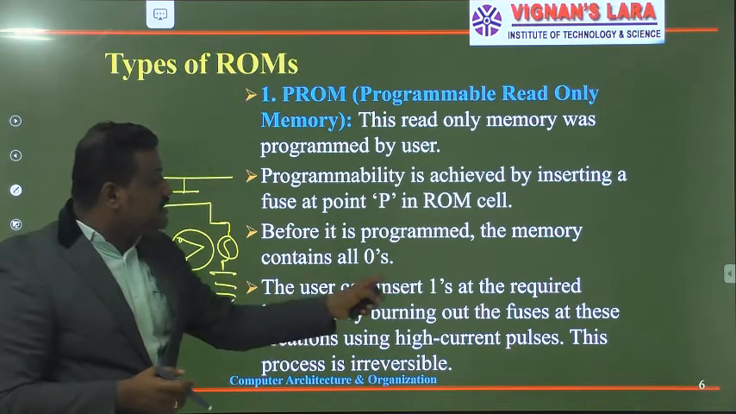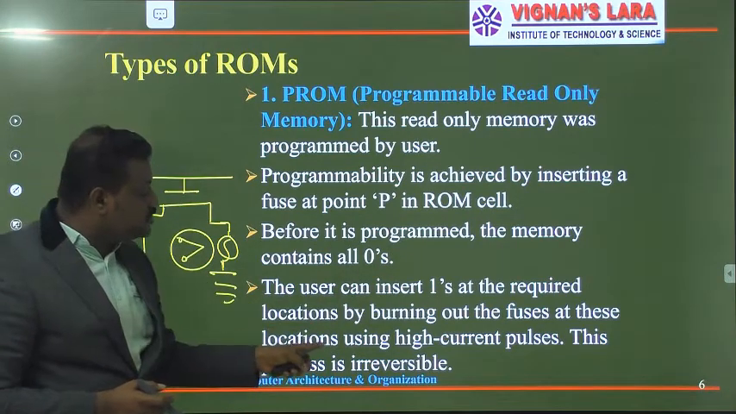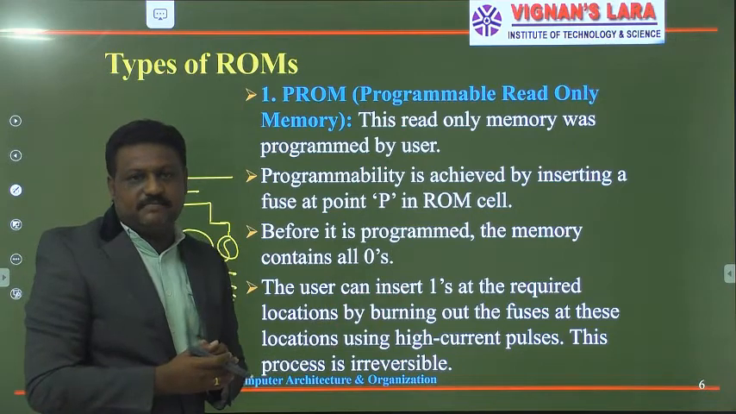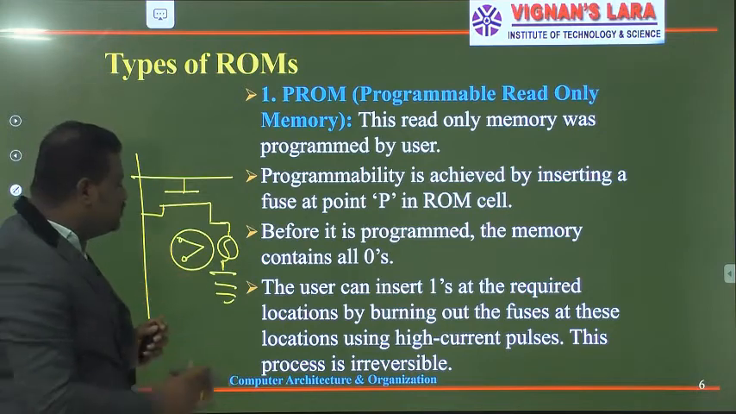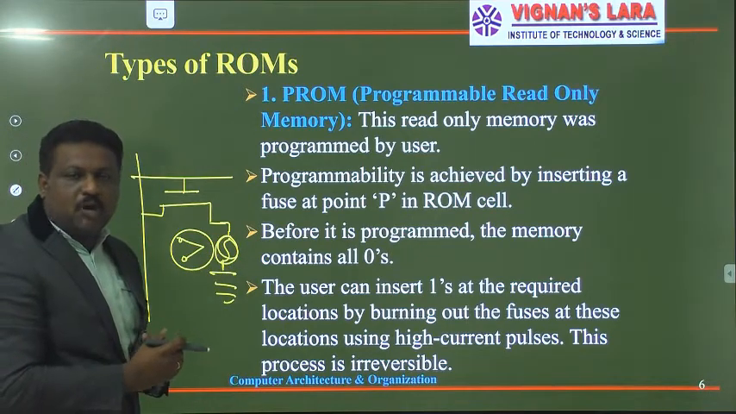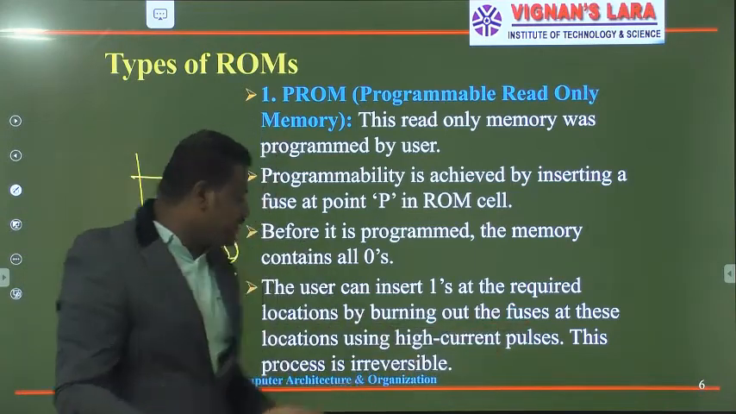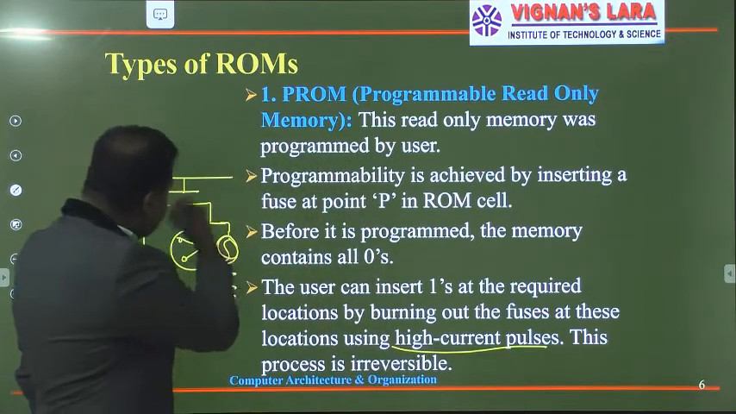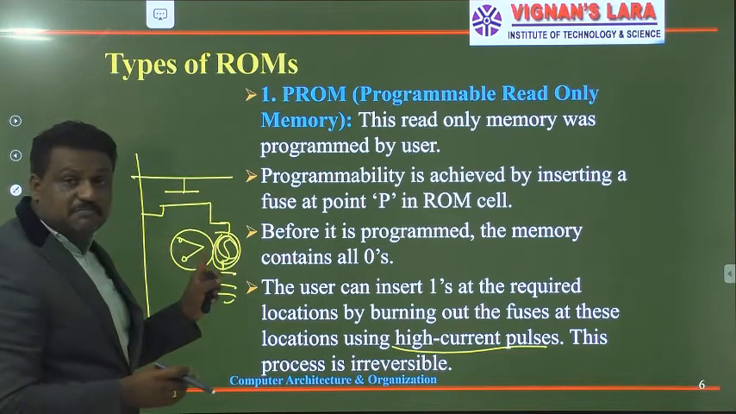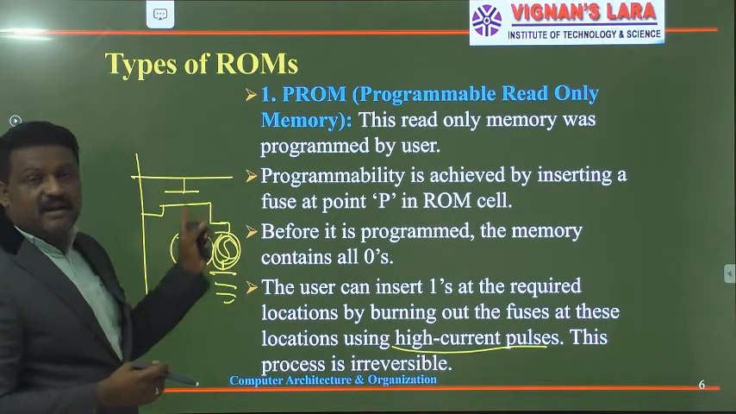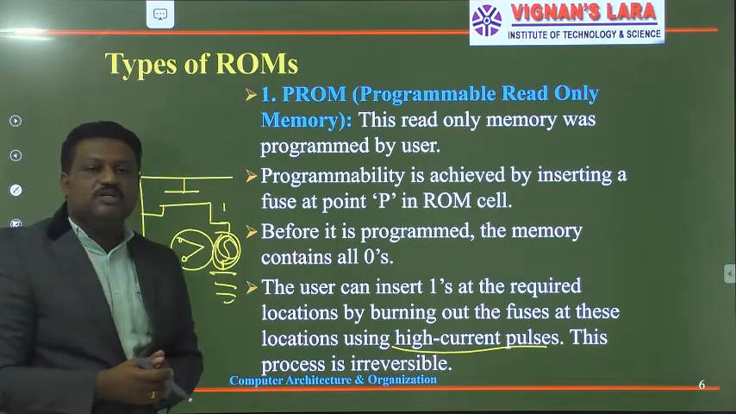Next, the user can insert ones at the required locations by burning out the fuses at these locations using high current pulses. For example, if I want to copy logic 1 in this particular memory cell, what I simply have to do is burn this fuse. How could I burn this fuse? Simply by sending high current pulses. Once I send high current pulses through this memory cell, this particular fuse is burned. Once the fuse is burned, there is no connection between the ground and the MOS transistor. Automatically, this cell contains logic 1. That is the meaning of this.